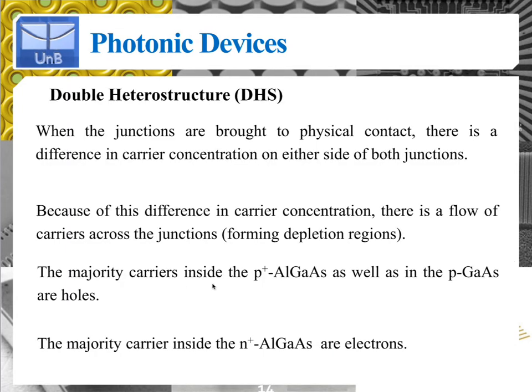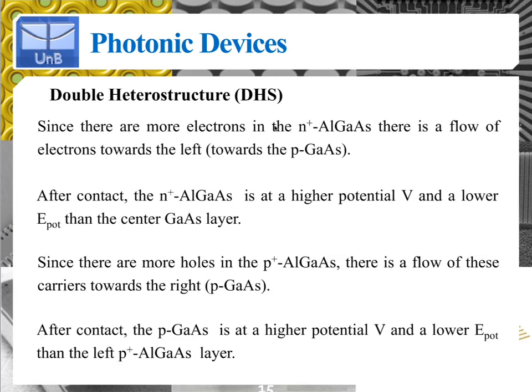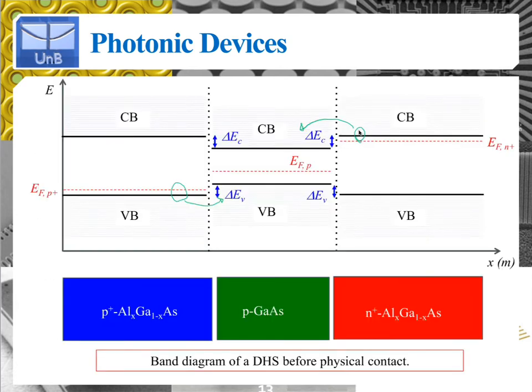Now the majority carriers inside the heavily doped p-type aluminum gallium arsenide, as well as in the p-type gallium arsenide, are holes, and the majority carriers inside the n-type heavily doped aluminum gallium arsenide material are electrons. And since there are more electrons in the heavily doped n-type aluminum gallium arsenide, which is the material on the right, there's a flow of electrons towards the left, as we've seen, so towards the middle gallium arsenide material. So this is the flow that we've illustrated right here.